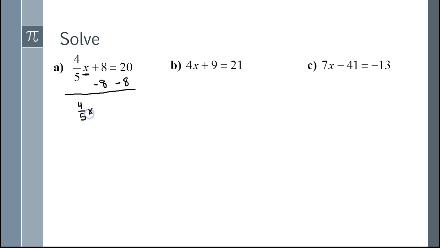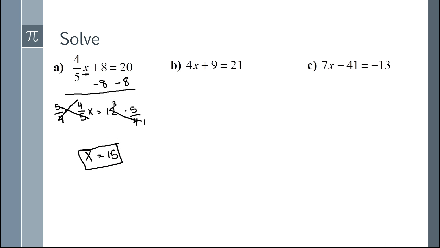So then that'll give me 4/5 x equals 12. Now I need to make the 4/5 go away, so to do that, I'm going to multiply by 5 over 4, because that'll cancel the 4's and the 5's. And since I multiplied by 5 over 4 on one side, I multiply by 5 over 4 on the other side. 12 and 4 cancel to 1 and 3, so I get that x is 15.